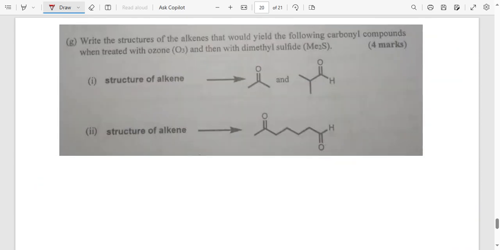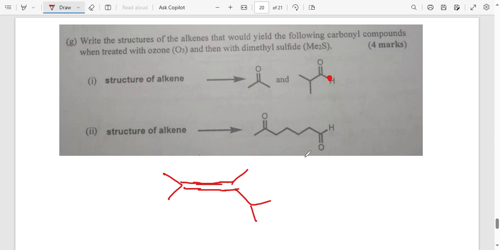Write the structure of the alkenes that would yield the following carbonyl compounds when treated with ozone and with dimethyl sulfide. So basically what you do is just write this for the first one, write it like so. And also this other one, write it like so. You have got this methyl here, you have got the other one here, but then it's bonded like so. I'm removing the oxygens there, and then just connect there. So just connect it like that. So this is the compound that we have to break down.